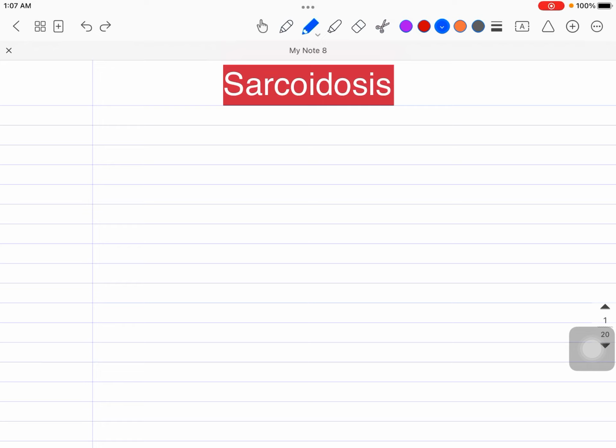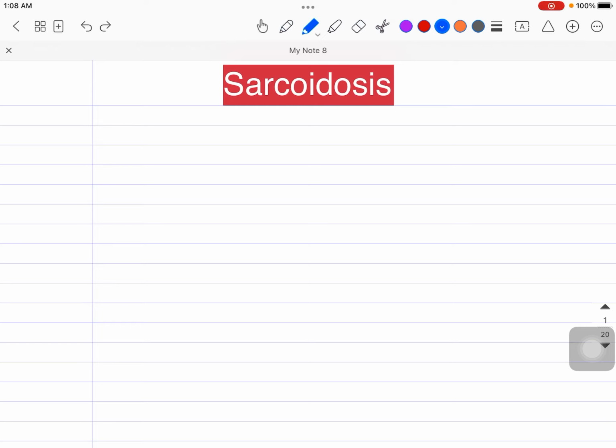In sarcoidosis we'll try to understand the condition. We'll talk about the types of sarcoidosis. We'll try to know about the investigations, what we can do to diagnose this particular condition, and at last we'll talk about the treatment part. Okay, so let's dive into this topic and explore sarcoidosis, right?